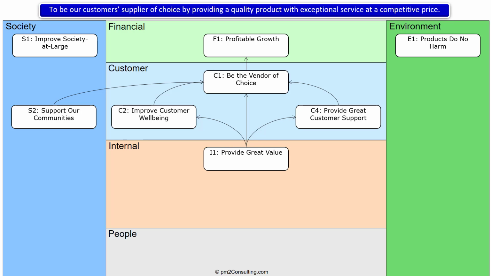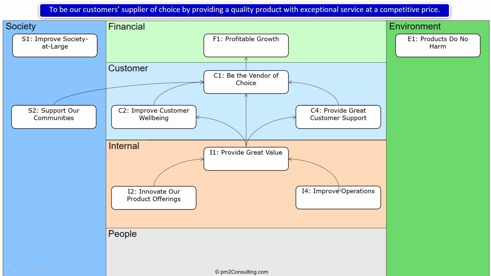And again, to do that, there's 4 things we need to do. First, we need to continually innovate our product offerings to make them more valuable, more interesting, to provide great value. We also need to continually improve our operations, make sure that we are doing our work better, and that will help create better value.